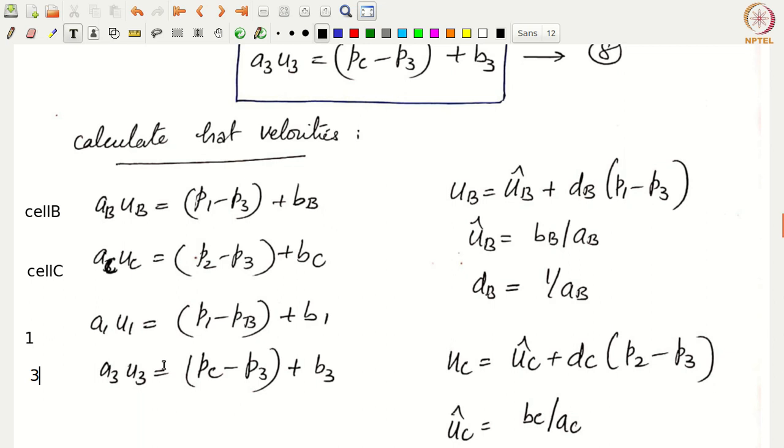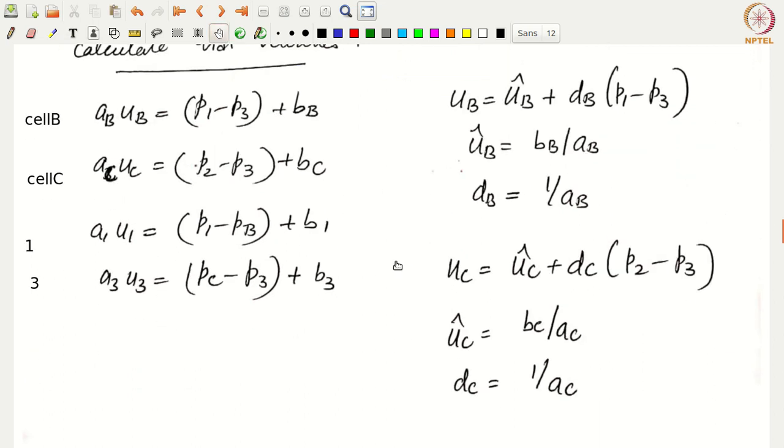Now we can of course write these in U_B hat notation by dividing with A_B on the right hand side. That means I can write this as U_B equals U_B hat plus some d_B times P1 minus P3, where U_B hat is B_B upon A_B, plus your d_B, which would be 1 upon A_B, multiplying P1 minus P3. So d_B would be 1 upon A_B, right?